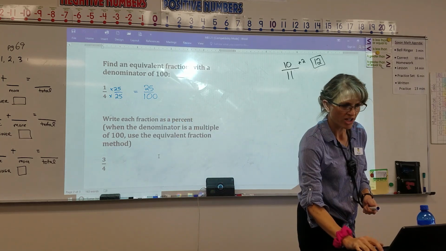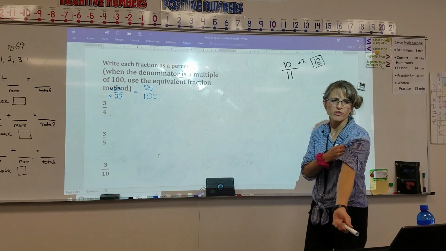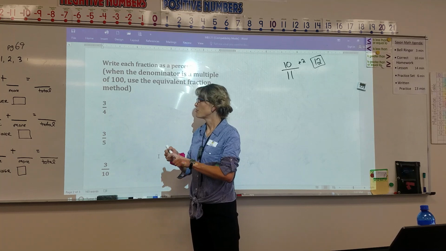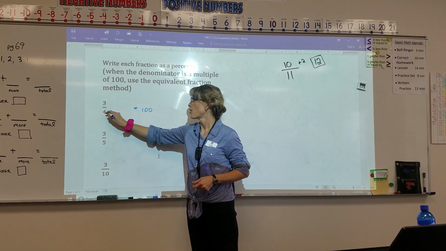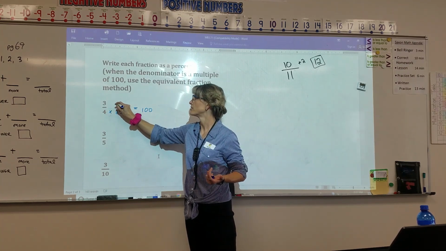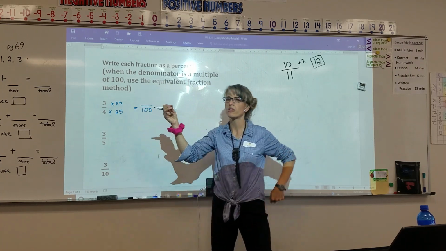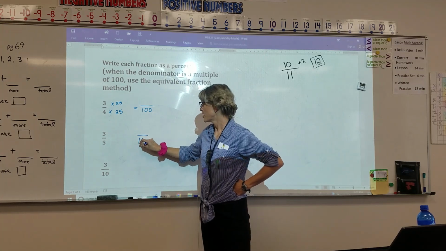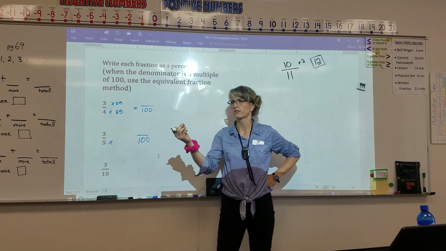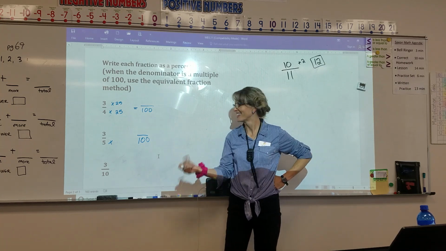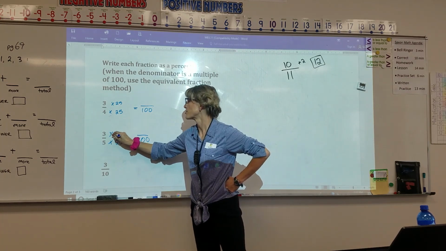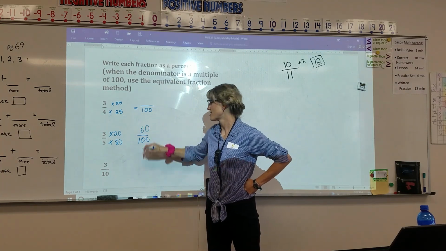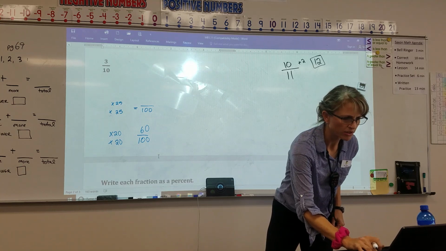So write a fraction as a percent when the denominator is a multiple of 100. Use the equivalent fraction method. 4 is a factor of 100. So I can times it by the same number, 25, 25. What would my numerator be, you think? You ready? 75. How would I get 100 on here? What would I times the 5 by, think? You ready? 20. So I'm also going to times the top by 20. My numerator becomes, you ready? 60. Oh, you guys know this. We're skipping that one because you guys got this really good.